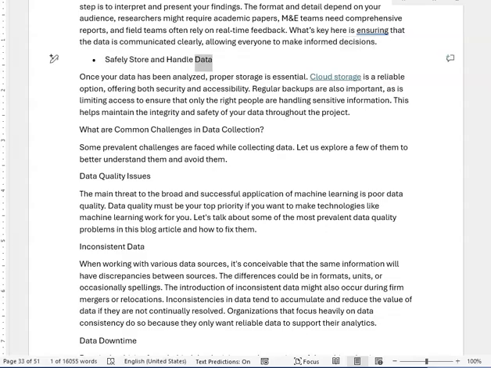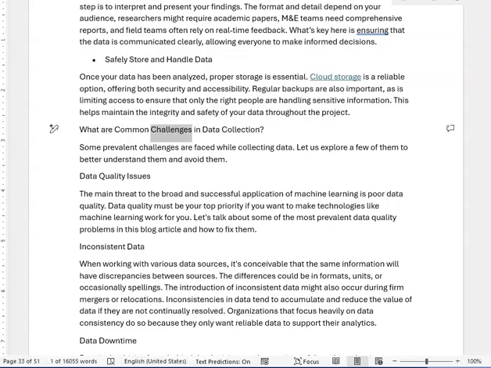Safely store and handle data. Once your data has been analyzed, proper storage is essential. Cloud storage is a reliable option, offering both security and accessibility. Regular backups are also important, as is limiting access to ensure that only the right people are handling sensitive information. This helps maintain the integrity and safety of your data throughout the project.